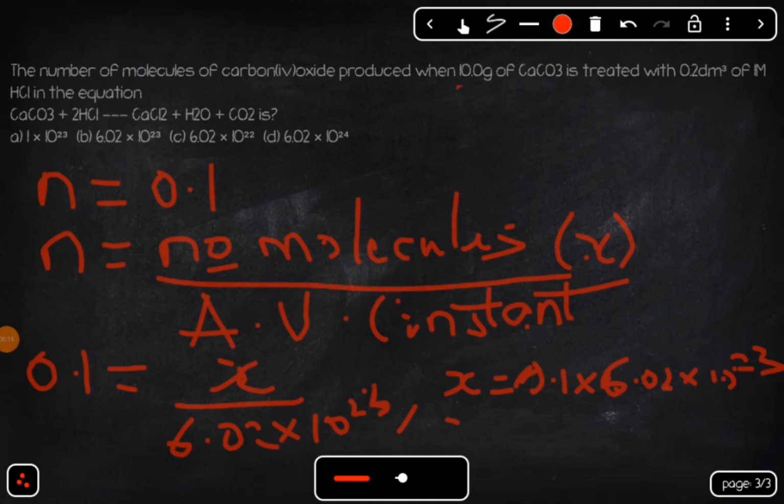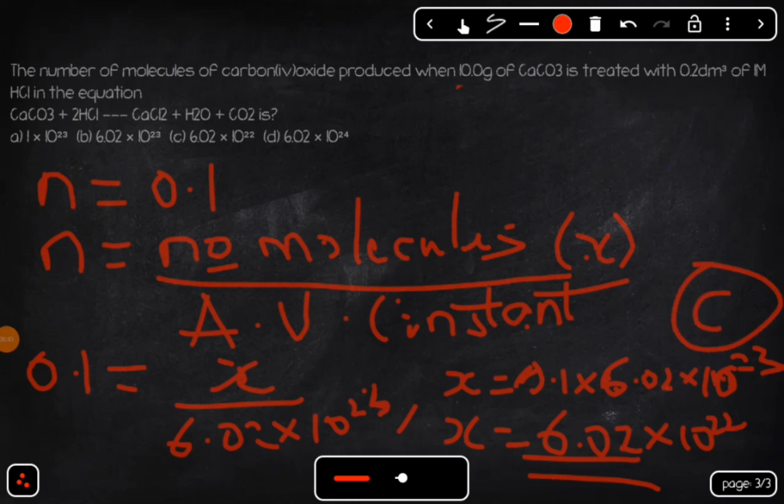So with this, 0.1 is the same thing as 10 raised to power minus 1, and minus 1 plus 23 is going to give me 22. So it will be 6.02 times 10 raised to power 22 molecules. This is my answer for the number of molecules, and that's option C. Option C is correct because x is equal to 6.02 times 10 raised to power 22.